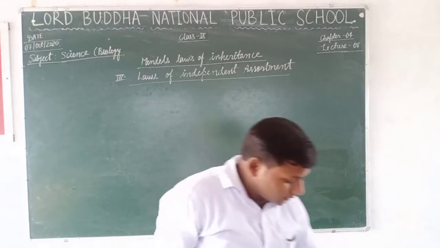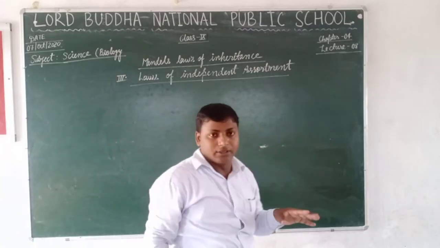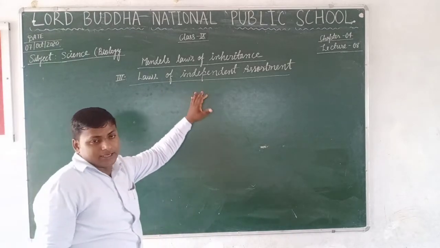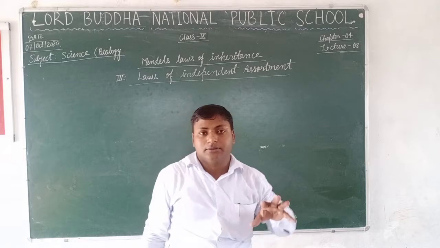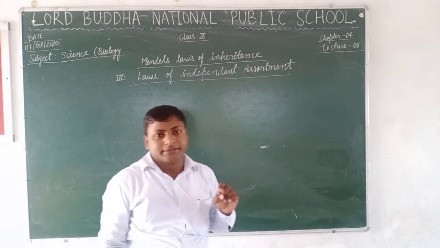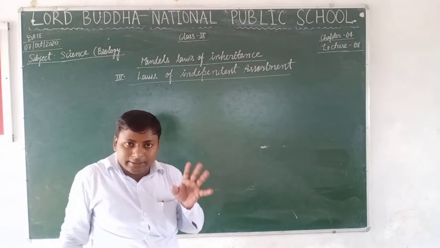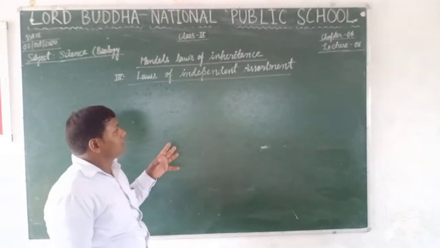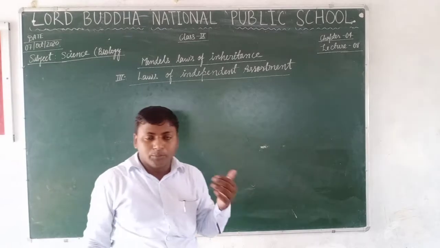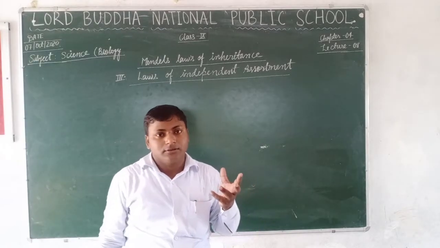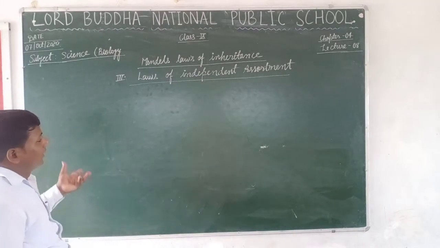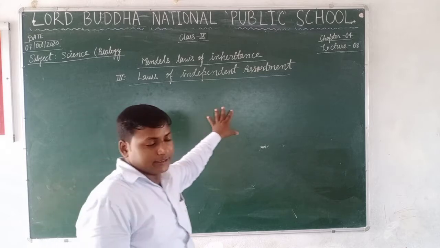Students, this law states that when cross fertilization is made between two parents, the contrasting pairs of alleles present in the parents may be one or more dominant traits, or they have more than one dominant trait.